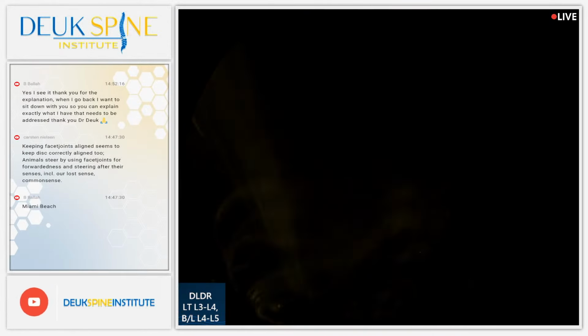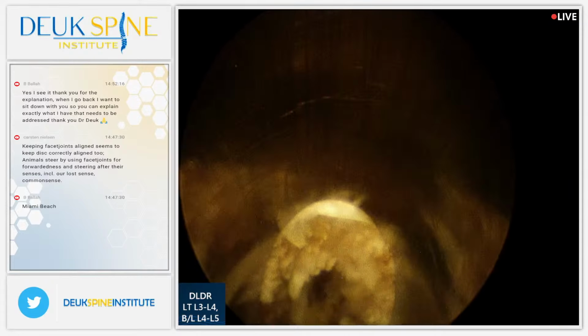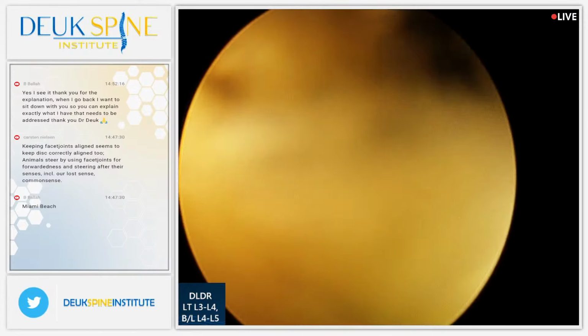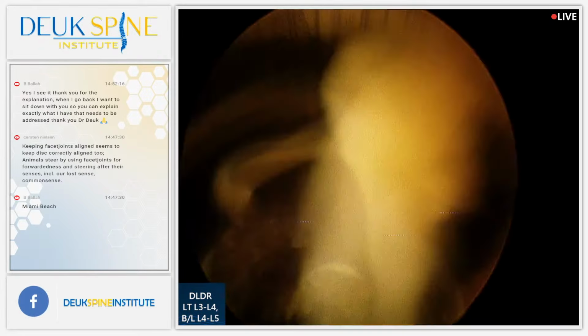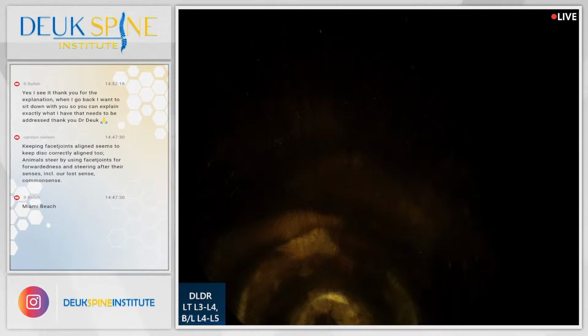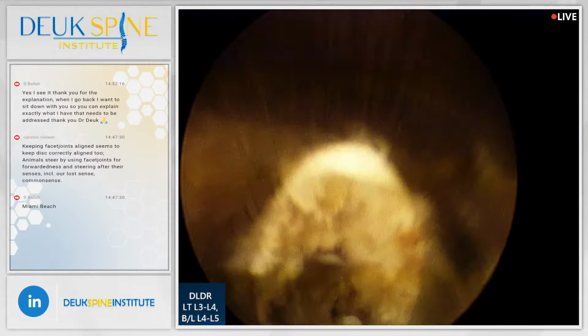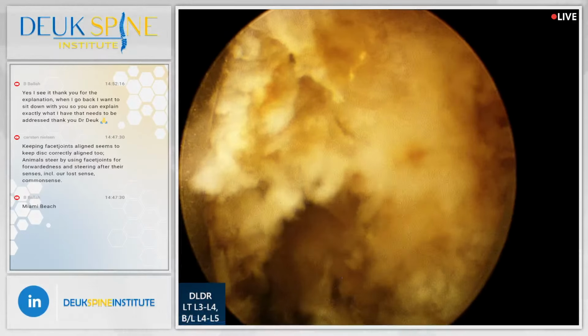All right, welcome back. We're pulling out pieces of herniation and repairing this disc. You could see from our video how we use the laser to repair the disc. The laser is a very powerful tool, very precise. The most precise tool in medicine is the laser. It's the safest tool in medicine if you know how to use it.